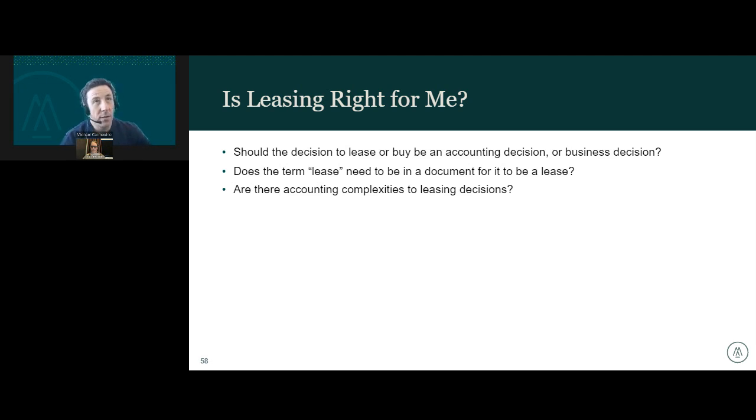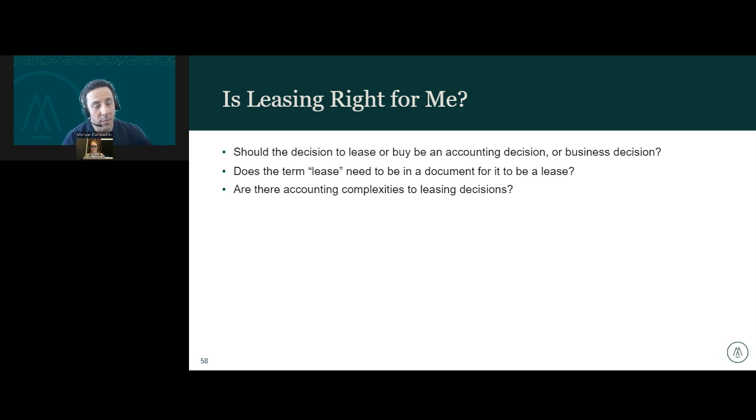And now that all leases are on the balance sheet, I'm sure many of you have contemplated, as you're operating your business, whether you should purchase or lease an asset, or even within the lease agreement have a purchase option at the end. And in assessing those potential decisions, are you looking at them from a business perspective or an accounting perspective?